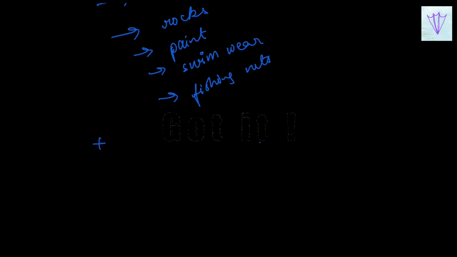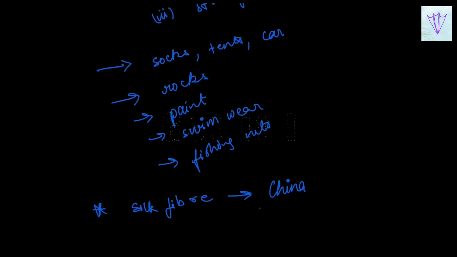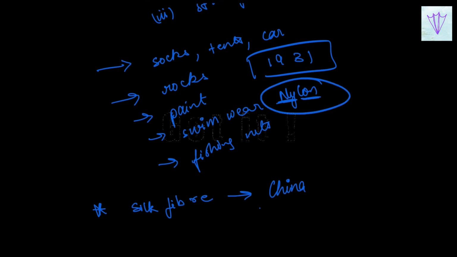It is important to remember that silk fiber is obtained from silkworm and was first made in China. And nylon is the first fully man-made synthetic fiber, which was first synthesized in 1931. Since it was developed in New York and London, it is named nylon.